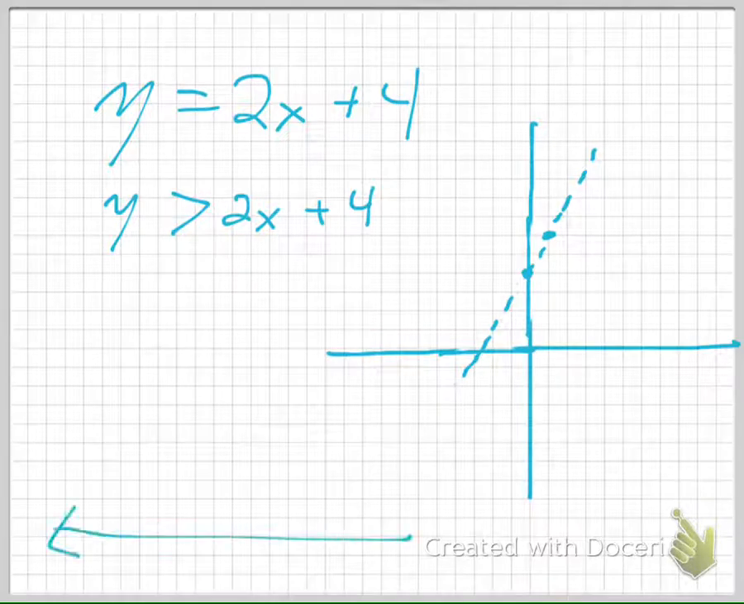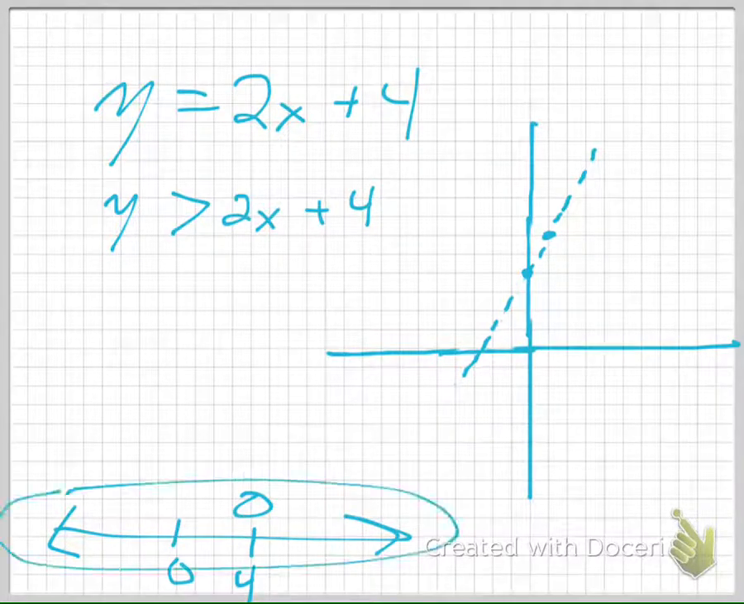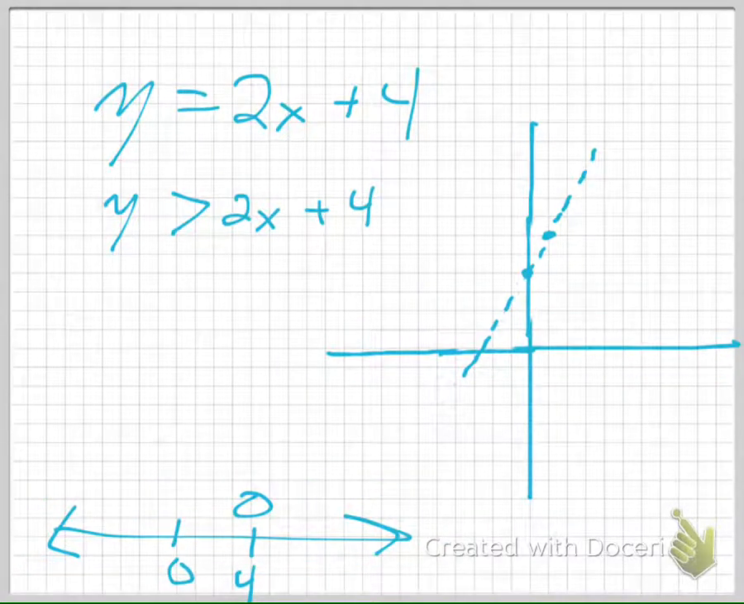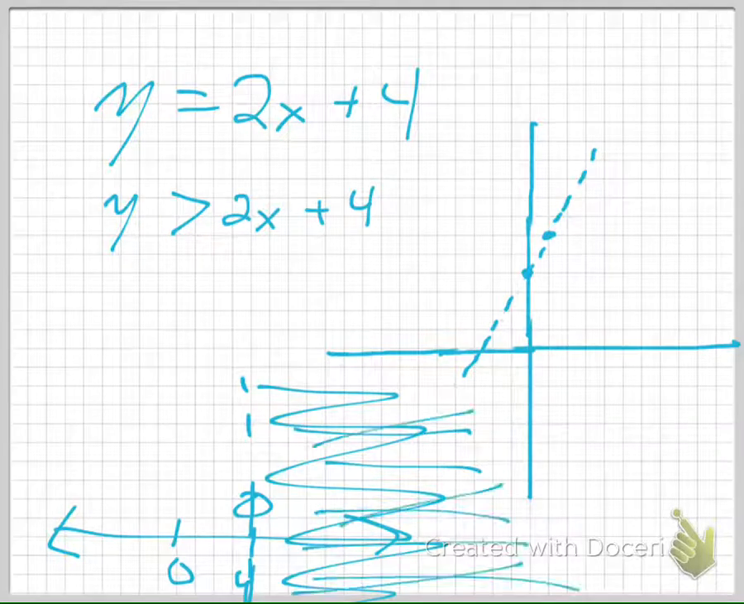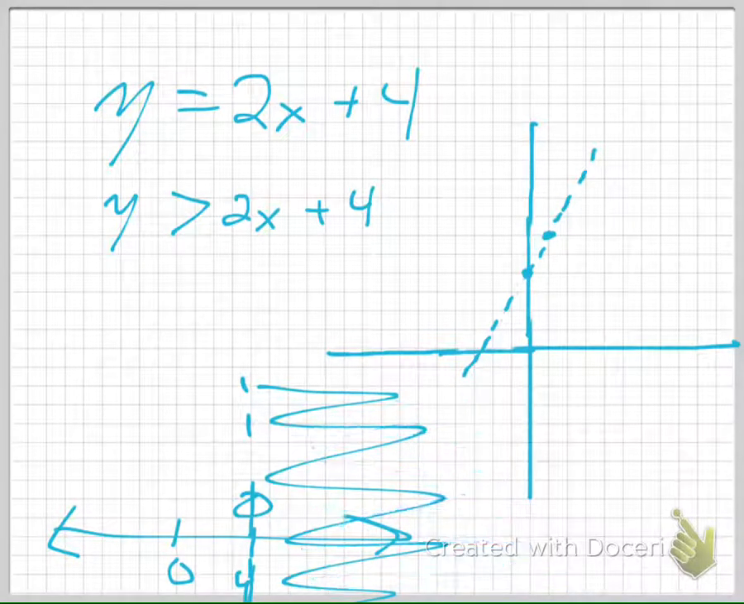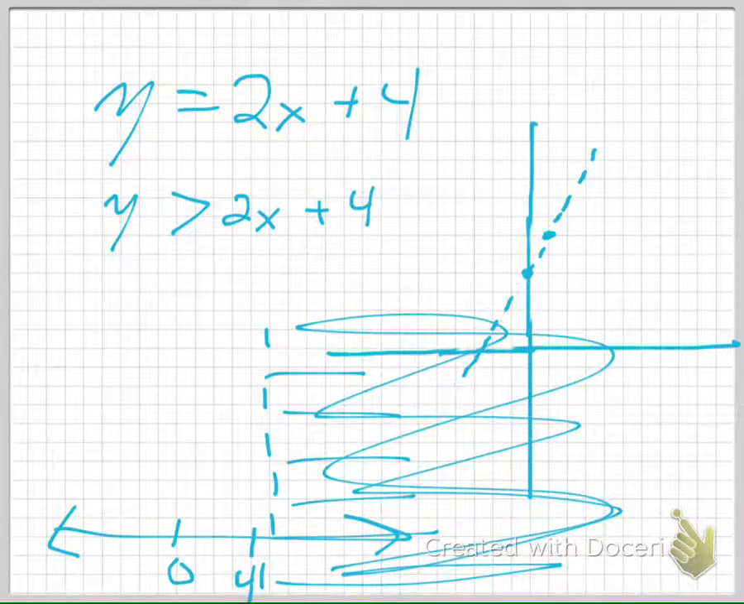Notice, when I was down here doing this one, and I had 0 and I had 4, technically, you're used to that. Remember, that is the x-axis. And what really is happening is it's everything to the right of 4. We just never did it like that. We just always put a circle and an arrow. But on the coordinate plane, it would be a dotted line, and it would be everything over here. All of this. Does that make sense?